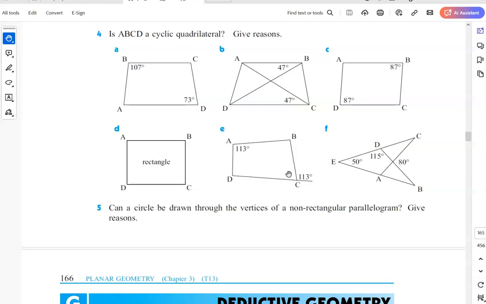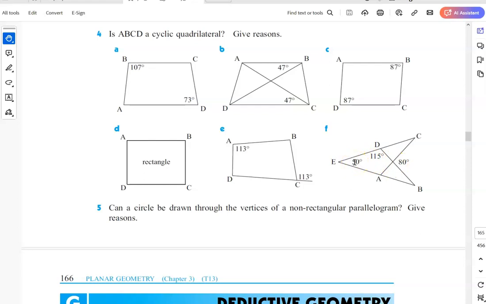If I said to you, I made a symbol for VO. What does VO mean? Vertically opposite. Okay, so if that's 80, then that has to be 80. Right? These are diagonally opposite. Is 80 plus 50 equal to 180? No, so bang, it's not.